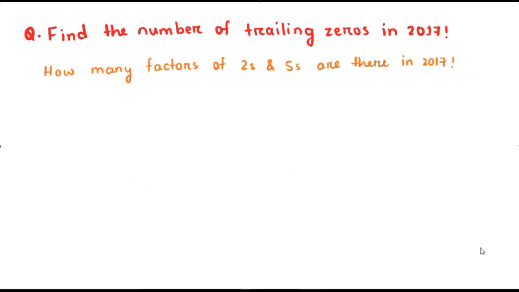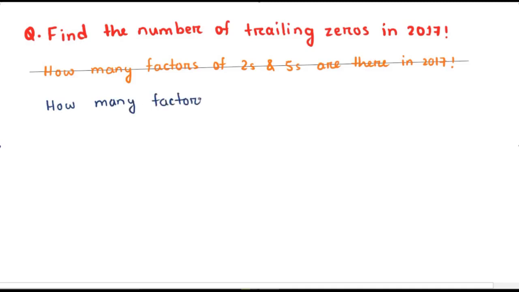The problem is then reduced to how many factors of 2's and 5's are there in 2017 factorial. To further simplify the problem, we can ignore the factors of 2's because they just occur far more commonly than the 5's. And then finally we are just looking for the factors of 5's. So let's start our calculation.